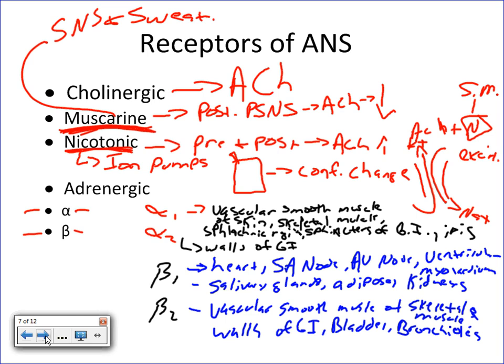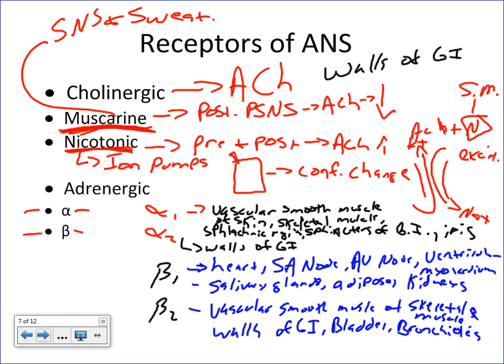So think about this. Let's go back to the basics here. The sympathetic nervous system, we said, is designed to increase physiologic activity, to prepare us for stress. The parasympathetic nervous system, on the other hand, does the opposite, slows us down, helps us recover from stress. So these muscarinic receptors are also going to be found in the walls of the GI tract. Let's think about that for a second.